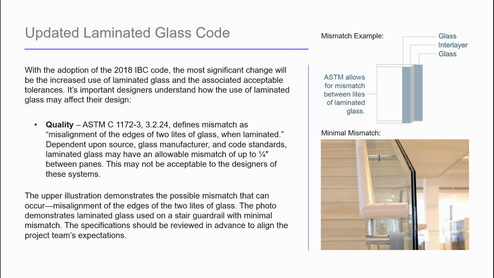Some people like to use monolithic glass simply for the look. Monolithic glass, again, contains no inner layer. As you see in the bottom right image here, you see that clear distinction between the two outer panes of glass and then the plastic laminating layer in the middle. Quality for laminated glass defines a mismatch as misalignment of the edges of two lights of glass when laminated. It might not be acceptable because it can be quite a bit. Usually what we do is limit that, and we work with suppliers to get that mismatch way down so it's really not noticeable. The upper illustration demonstrates the possible mismatch that can occur. It can be quite stark, and it can cause problems if you have holes in glass as well.